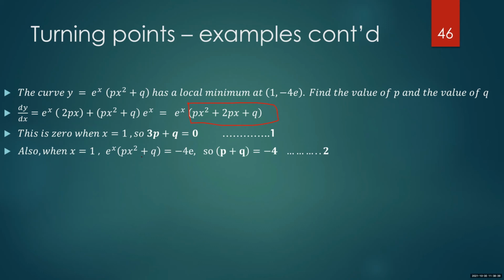So also we know that when x is equal to 1, px squared plus q is equal to minus 4e. And so therefore p plus q is equal to minus 4. When we combine these two, we're saying 3p plus q is equal to 0 and p plus q is equal to minus 4. Then we find that p is equal to 2 and q is equal to minus 6.